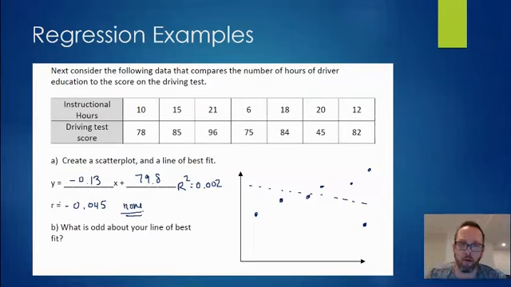And that's really weird. So what's odd about your line of best fit? It's weird because the trend looks to be going up, but the line of best fit is going down. And we almost expect a positive correlation.